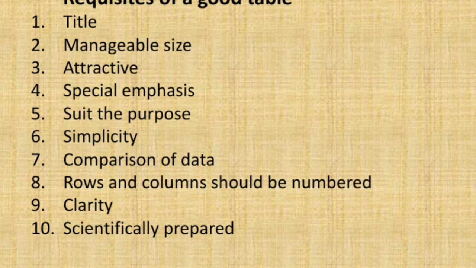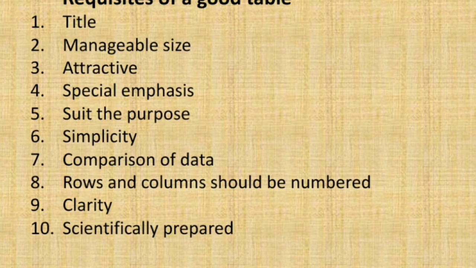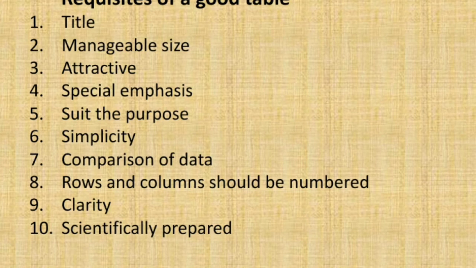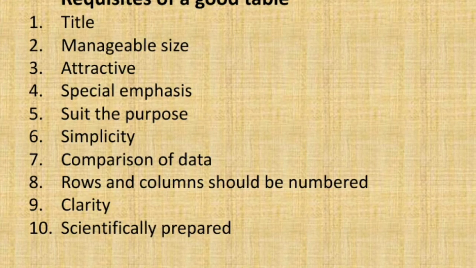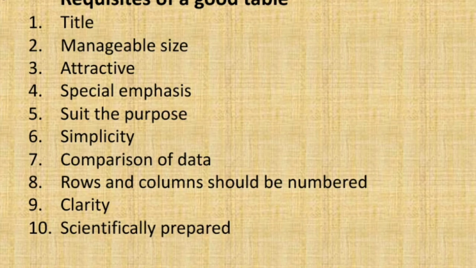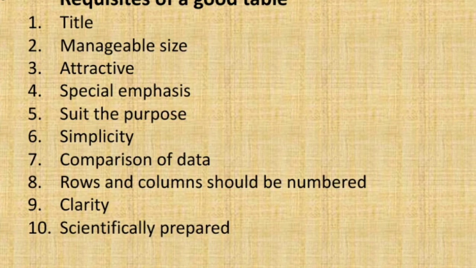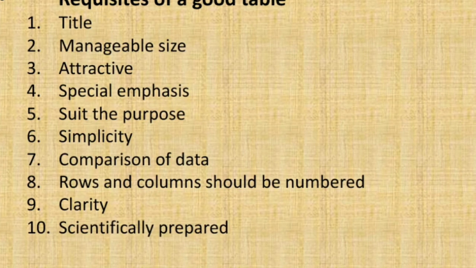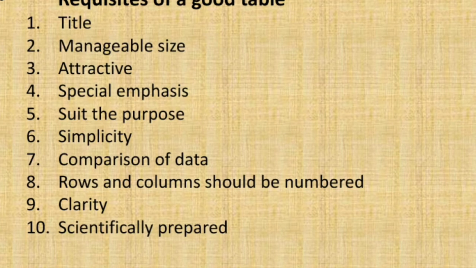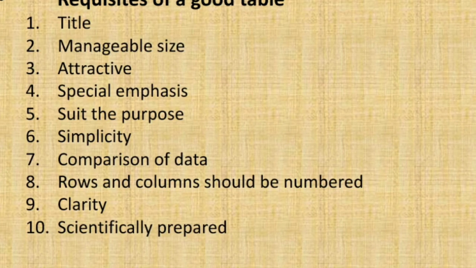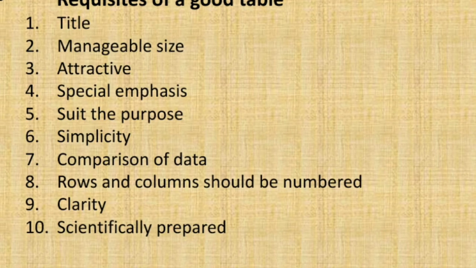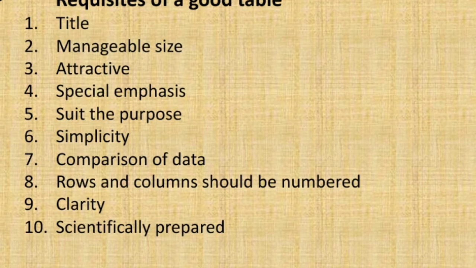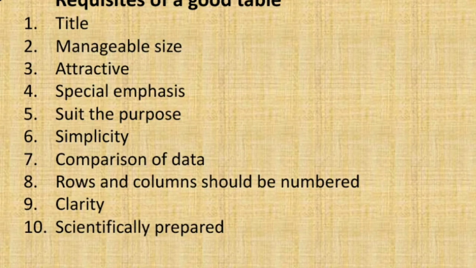The sixth point I have mentioned here is simplicity. The table should be simple and compact so that everybody can understand. You don't expect that only people who have knowledge of statistics and mathematics will come and see your table. People who do not know how to read and write will also come and see your table. They should be able to understand what is given there. So that is called simplicity.